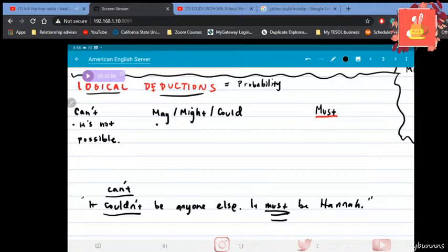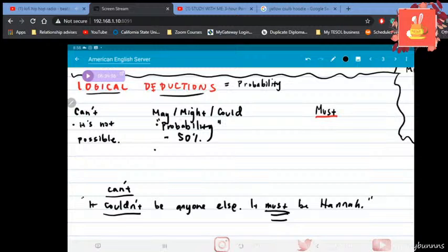May, might, and could all have probability screaming at you here. Probability is pretty important, and if you need a percentage example, 50%. When someone says, I may go to the party tonight, that means perhaps there's a chance that I will go. That's why it's 50-50, or 50%. So may, might, and could all have that feeling of probability.